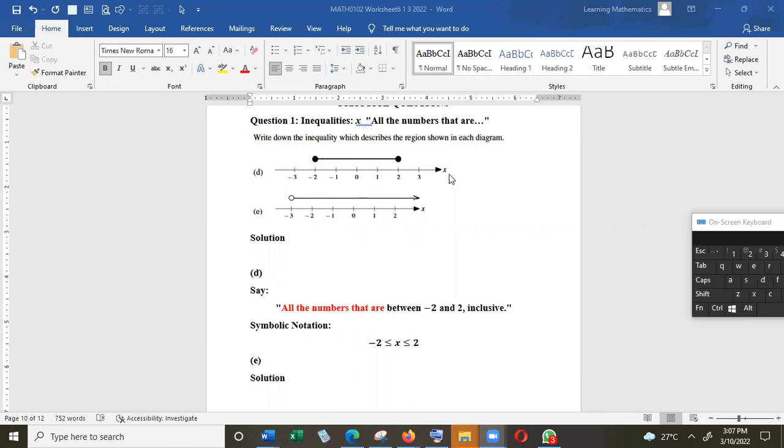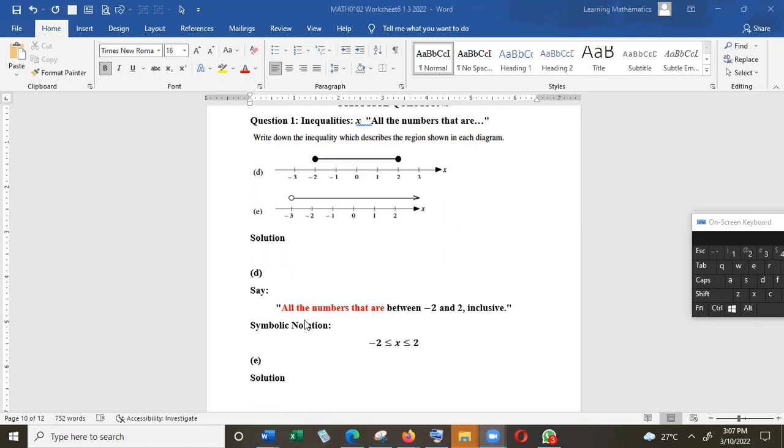We're seeing the letter X, and the first dark circle starts from -2, and the last dark circle stops at 2. So the dark circle means inclusive. That's what the dark circles mean. Therefore, this diagram is showing all the numbers that are between -2 and 2 inclusive.